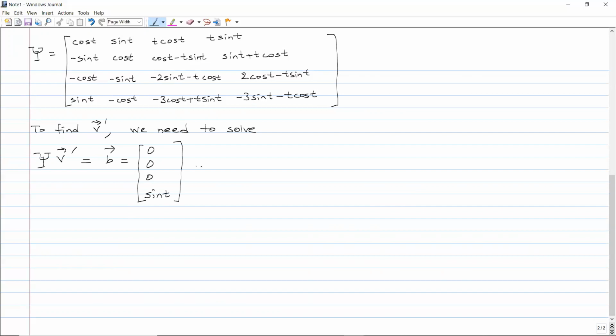In the example of the previous video, to find V prime, I multiplied both sides with the inverse of this matrix. But here, this is a 4 by 4 matrix, and finding the inverse may be tedious work. So instead of finding the inverse matrix, we will use from linear algebra what is called Cramer's rule.